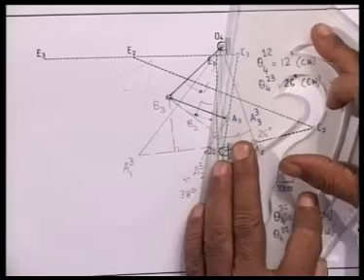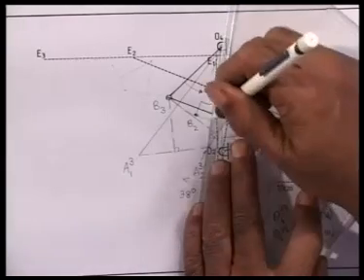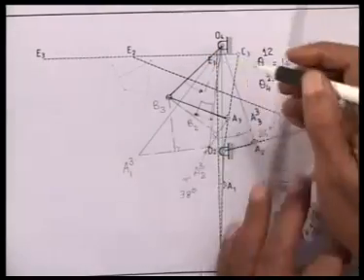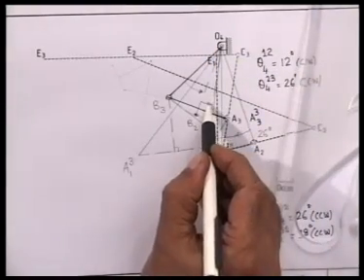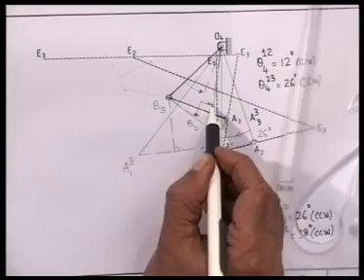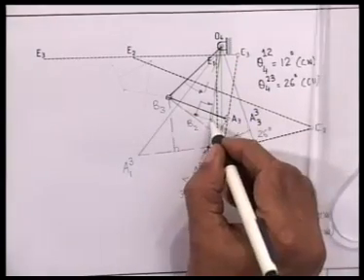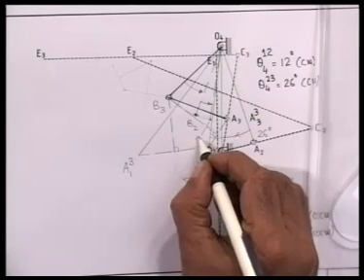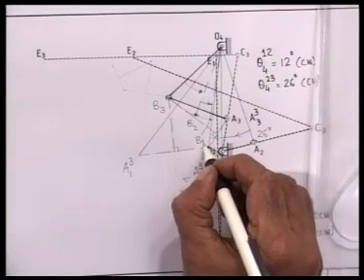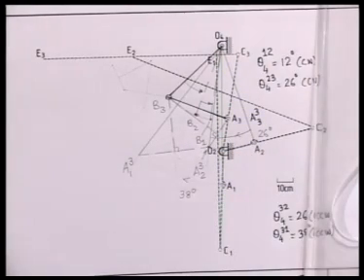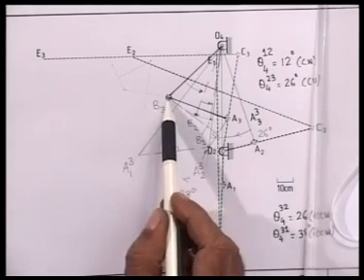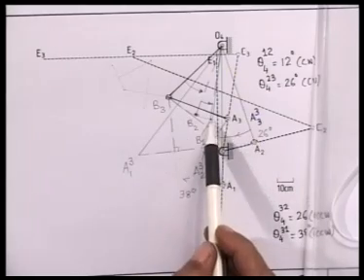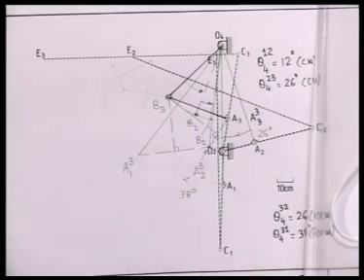So I draw a line, this angle is 12 degrees, and we get the position B1. This is B1. So we have located the compound hinge corresponding to the 3 configurations 1, 2 and 3 at B1, B2, B3.